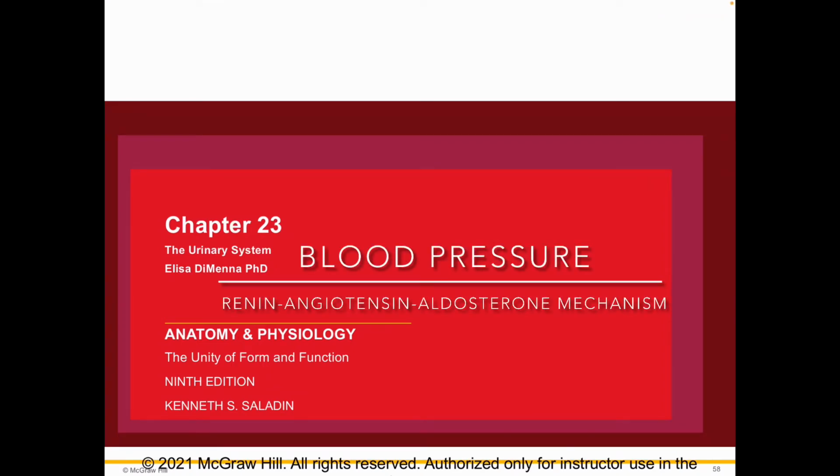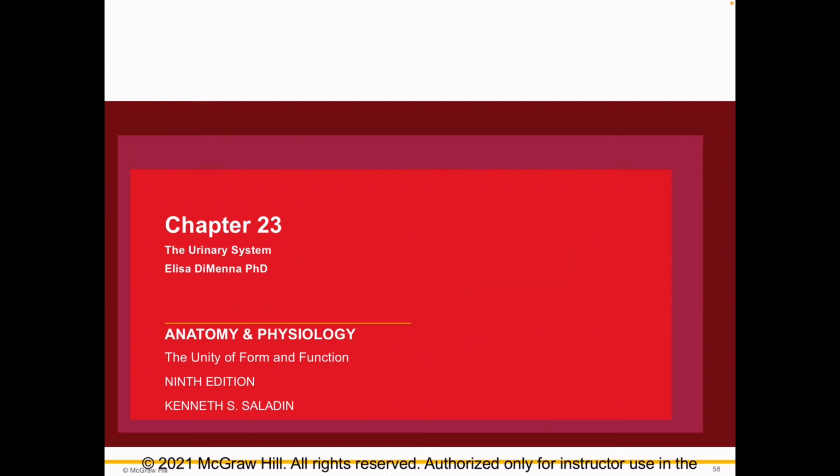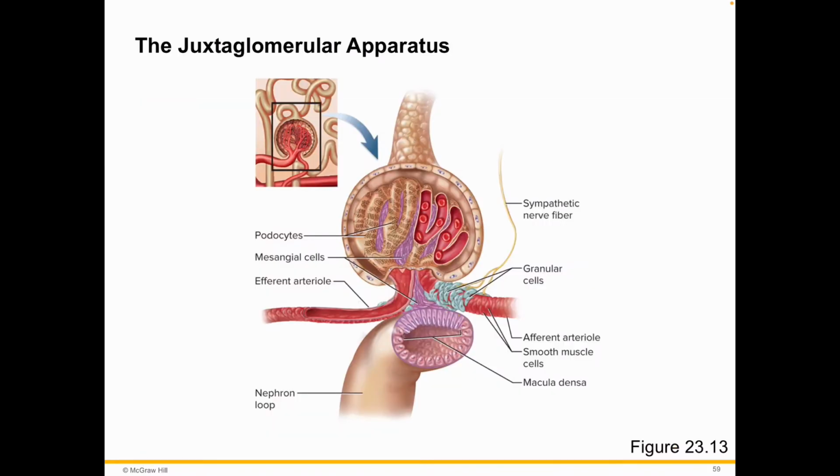Right, so we've been talking about glomerular filtration rates. We've been talking about renal autoregulation. We're going to move forwards. We're going to talk about the juxtaglomerular apparatus. This is just a little bit more detailed look, a different way to look at the glomerulus that we've been looking at already.